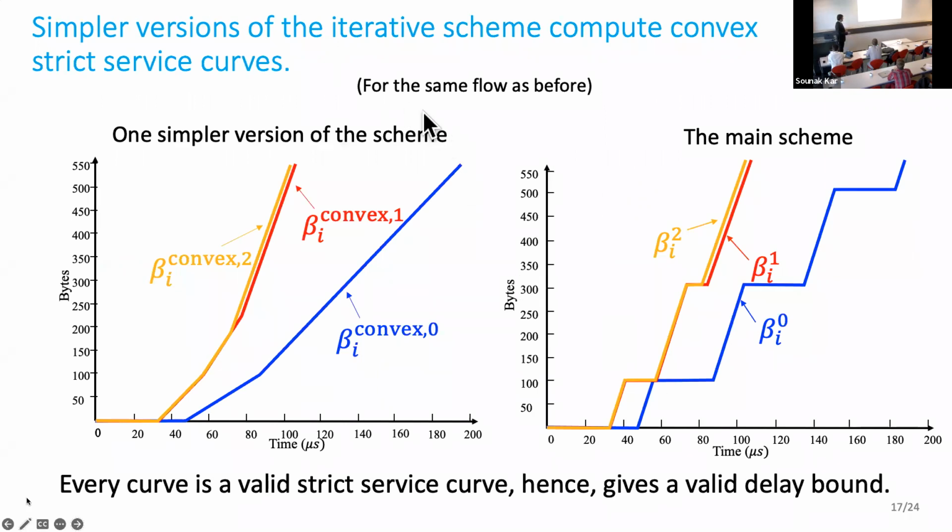Here, for the same flow as before, in the right figure, I'm plotting the strict service curve that we obtain using our main scheme, the one that we just observed. In the left figure, I'm showing the strict service curve that we could obtain from convex versions of our scheme. As you observe, they are continuous and convex and easy to compute. Again, every curve that you see here is a valid service curve.